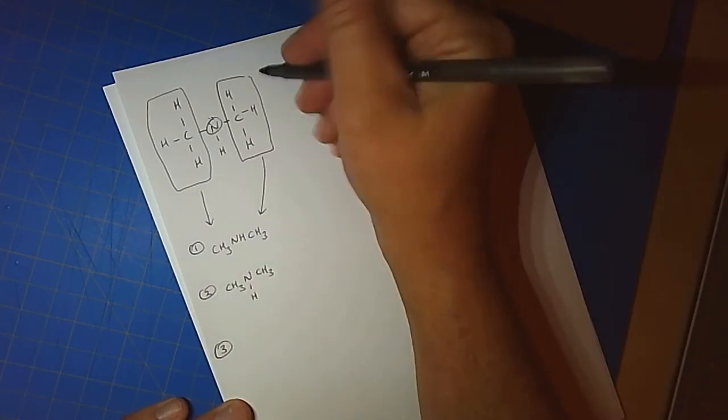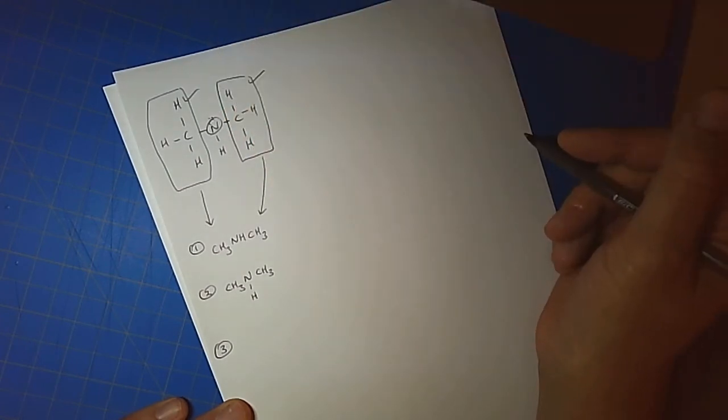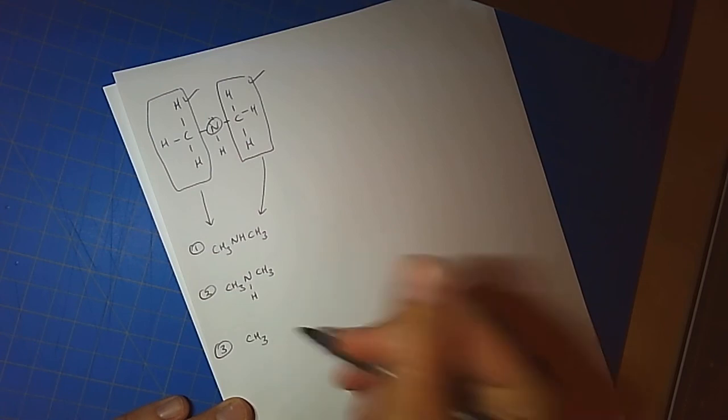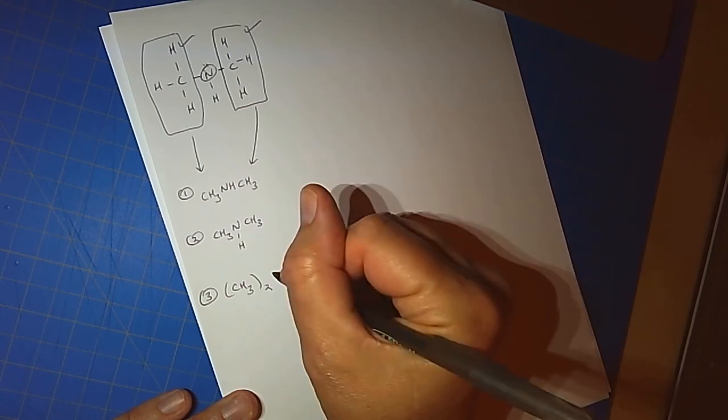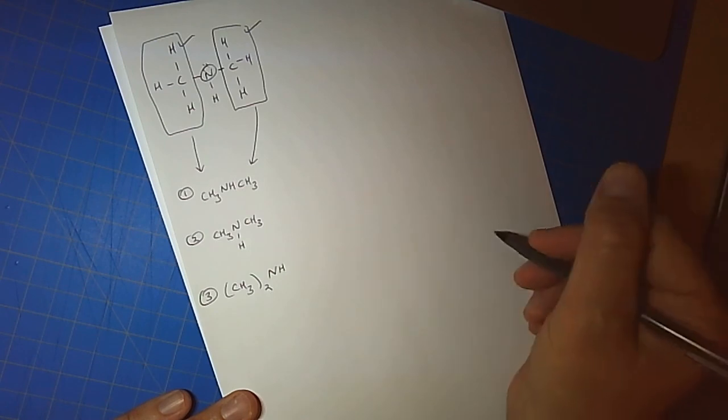Now, for the third one, it's a little bit different. Notice that this CH3 group and this CH3 group are both the same. So we can set those two equivalent groups aside in parentheses, and we're going to put them in front of the nitrogen. So we can do the following. Remember that the CH3 groups are the same, so let's go ahead, put that in parentheses, put a 2 there. We're going to put that in front of the nitrogen. There's the nitrogen, and now we're going to have to put the hydrogen in there, and we are done.